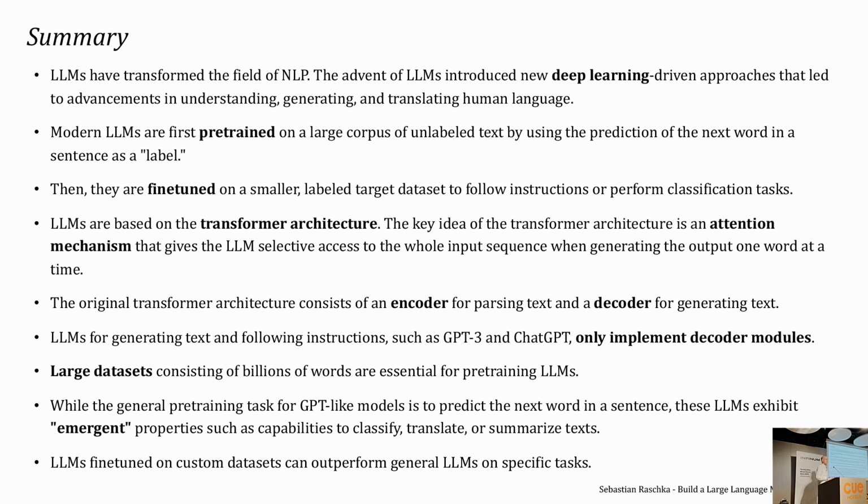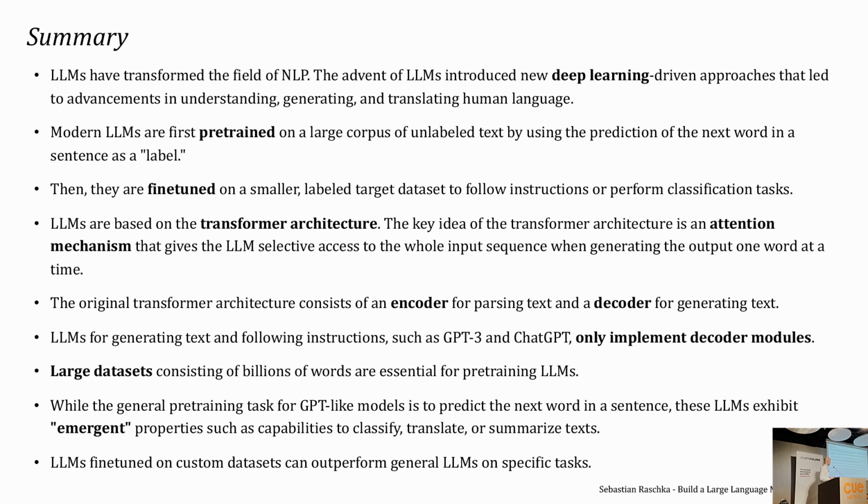LLMs are based on the transformer architecture, and the main mechanism in this transformer is the attention mechanism, which puts attention on the broad context of words in the paragraphs and pages of a book, for example. The original transformer consisted of an encoder and a decoder, and when we are talking about GPT today, we are just talking about the decoder part of this architecture.